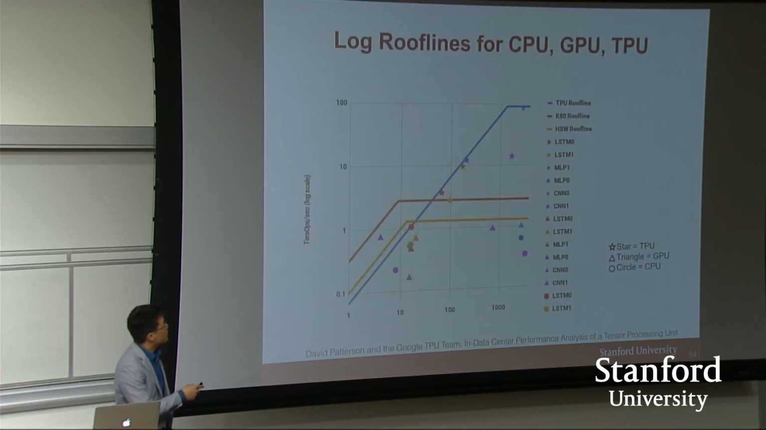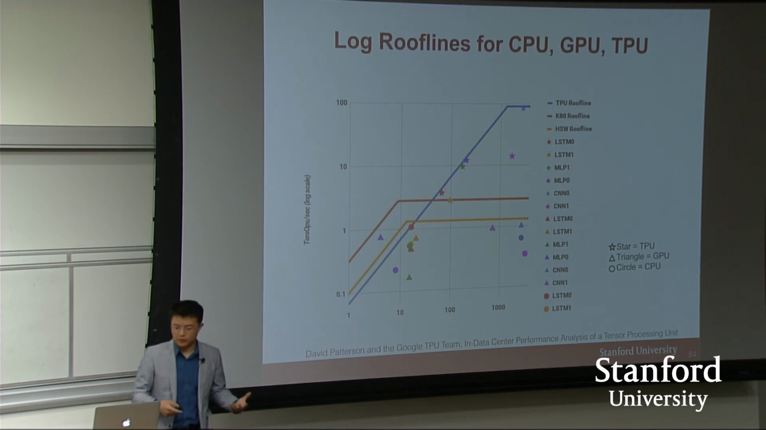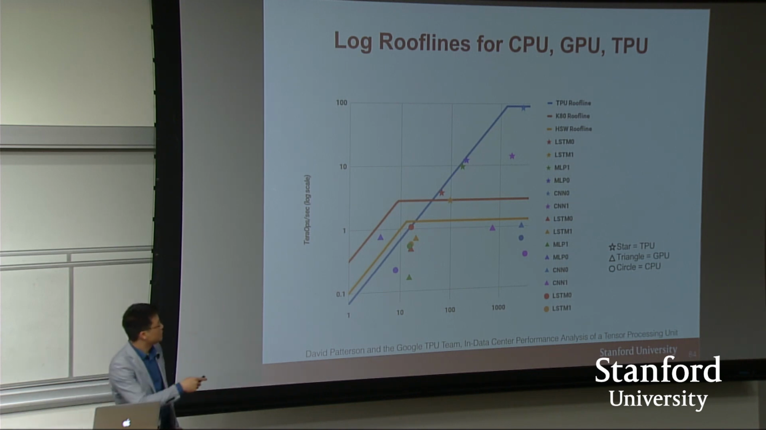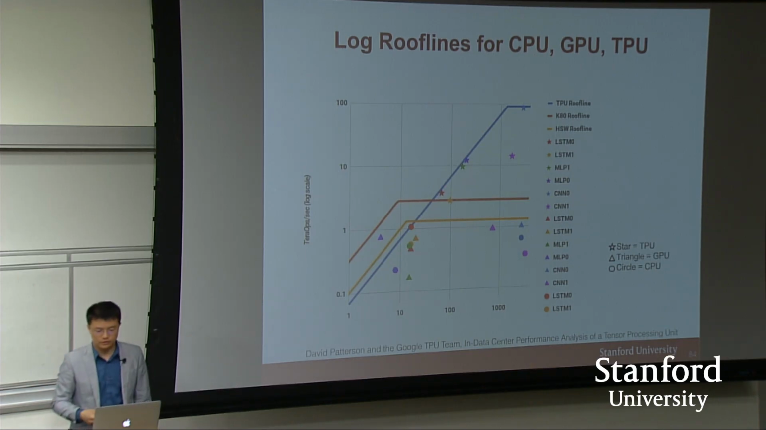So this figure compares the TPU, the CPU, and the GPU. Here is the peak memory bandwidth at a ratio of 1. So the GPU has the highest memory bandwidth. And here is where these neural networks lie on this curve. The asterisk is for the TPU. It's still higher than the other dots.